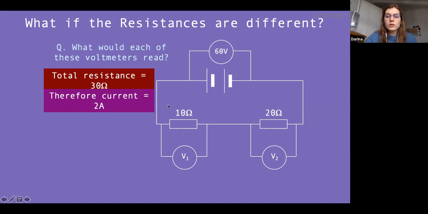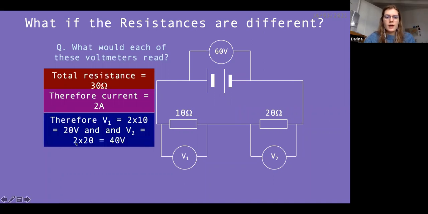Hence, the voltage across the first one, again, you're using the same formula. So you're using V equals IR. Therefore, you're doing 10 times 2, 2 times 10, that's going to be 20. And then for the V2, we're going to have 2 times 20, that's going to be 40. So there's two ways of doing this.